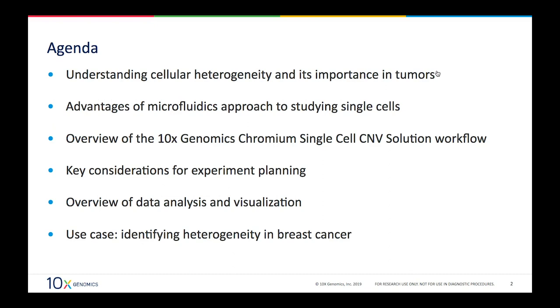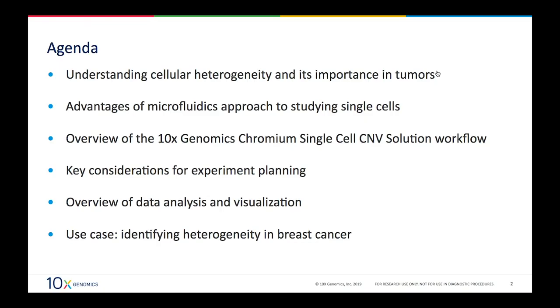Throughout this webinar, we're going to be talking about heterogeneity in complex systems, how it's present in multiple systems, including in cancer, and how it can be a driver. We'll talk about the different approaches to study single cells and how a microfluidic approach is a powerful approach because it can help you increase your throughput.